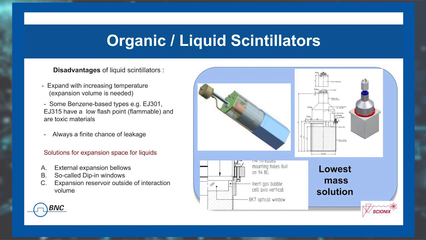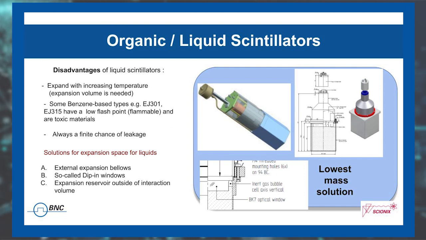There are several solutions for this expansion problem. We can have an external expansion reservoir, like you see in the picture in the center of this slide. Or we can have a specially shaped optical window that actually dips in the liquid. We call this a dip-in window. The nice thing about this shape of optical window is that in all orientations of the detector, we always can have a good optical contact with the liquid. Of course, you can also put less liquid in the cavity, but then in some orientations, you have no optical contact and you lose pulses, lose amplitude and quality of your detector.